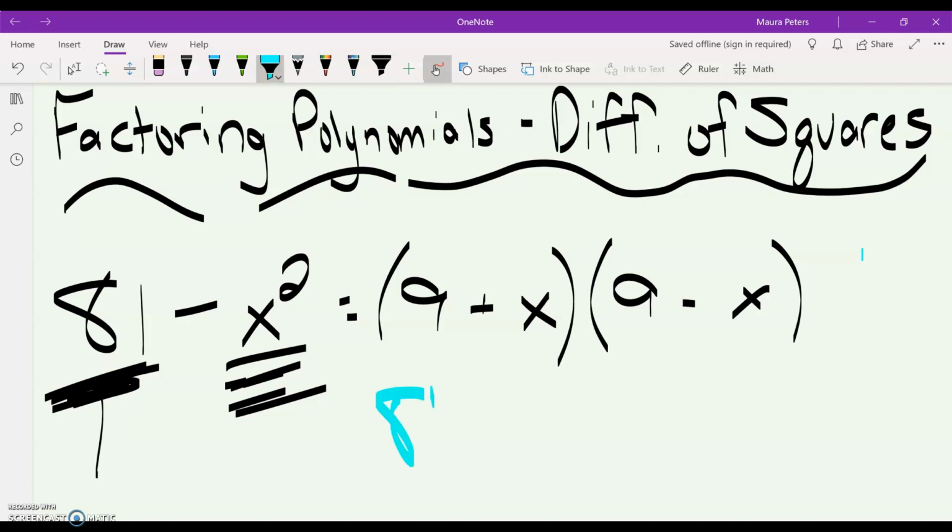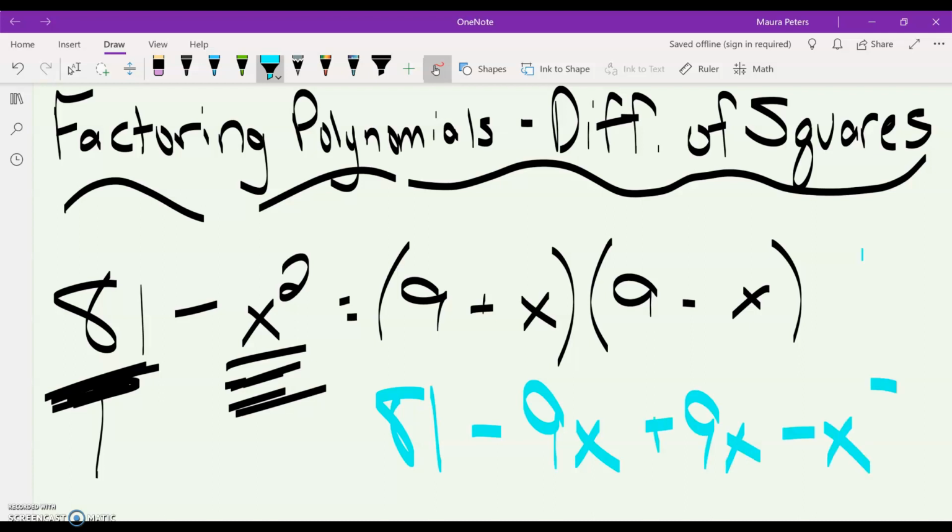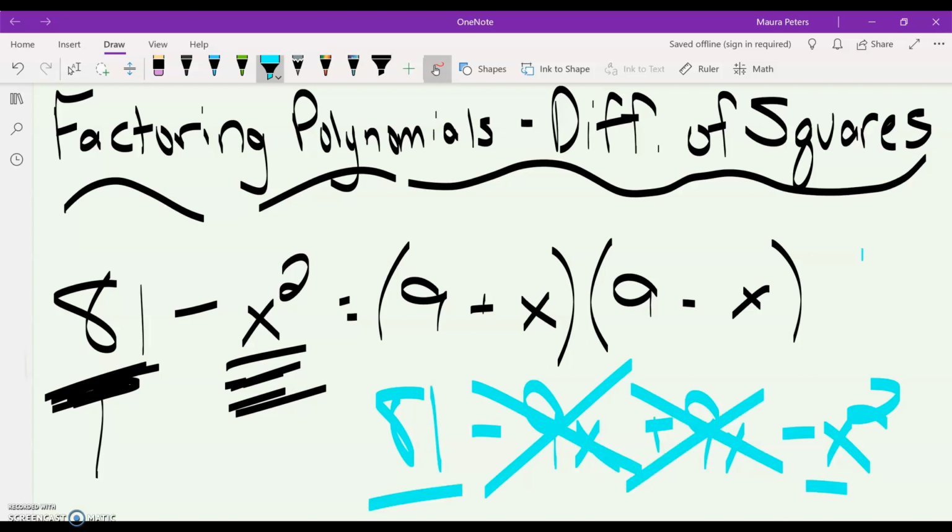9 times 9 is 81. My outside term is minus 9x. My inside term is plus 9x. And my last term is minus x squared. Well, in the middle we have minus 9x plus 9x, and that's 0. So we're left with 81 minus x squared. And that's exactly what our final answer is.